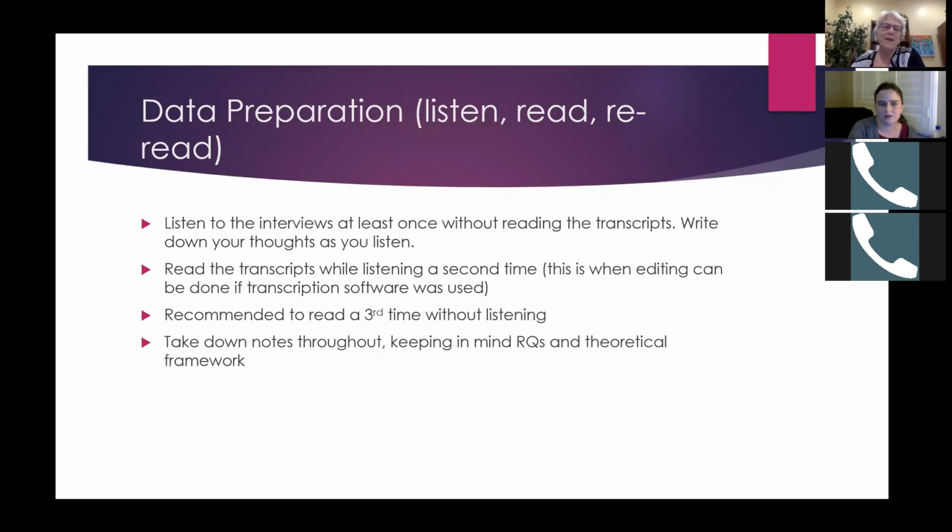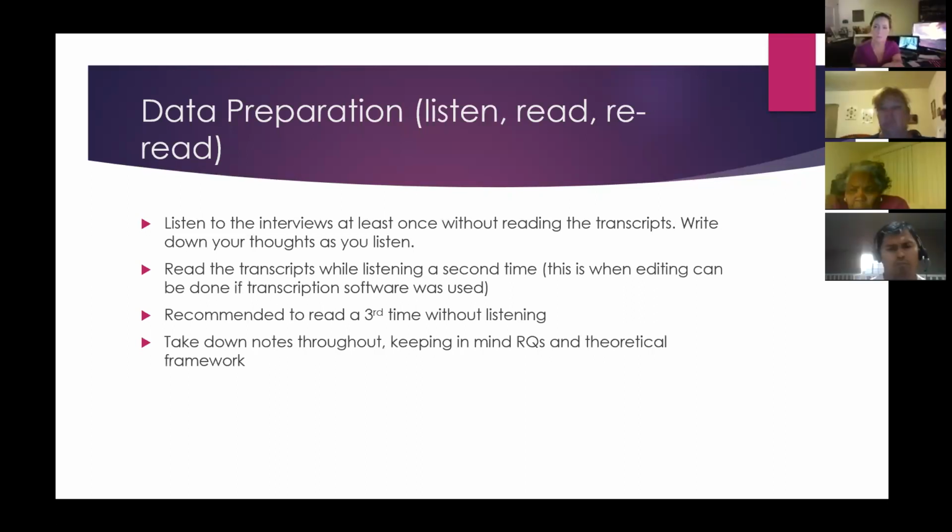And like I said, take down the notes, keeping in mind those research questions and your theoretical framework. You may hear or read things in the transcripts that had nothing to do with your research questions. Definitely write those thoughts down, because you may want to use those as unexpected findings later on, which is what I did. I found some really cool stuff.